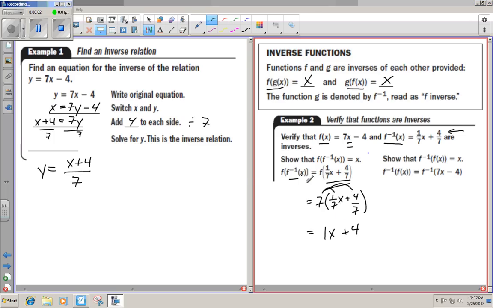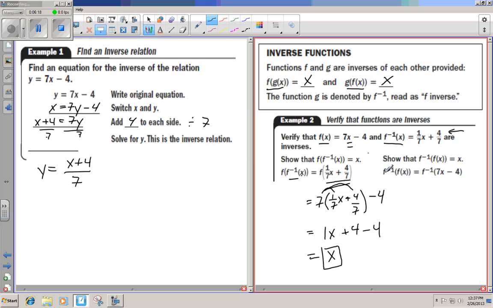I forgot to add in here the fact that I did the 7x right here. I forgot to put the -4 here, which means I put a -4 there, which means my result is just x, which is what we were hoping for. So that's half of it. Now we have to do the other half.